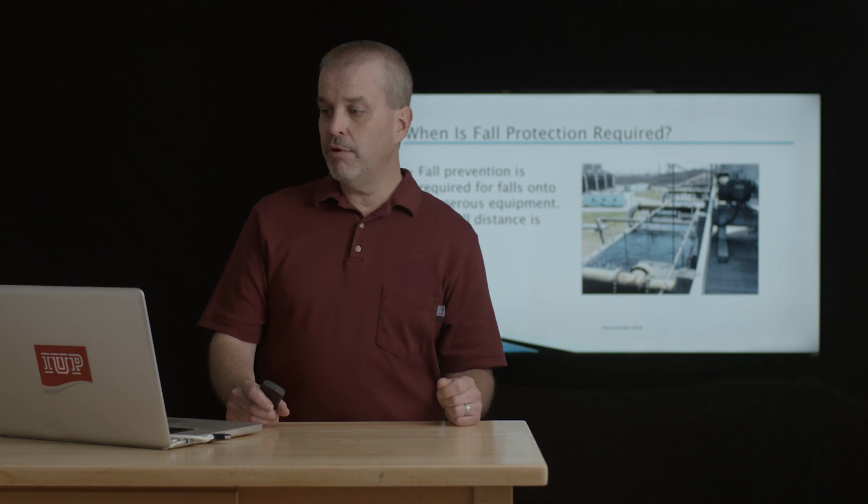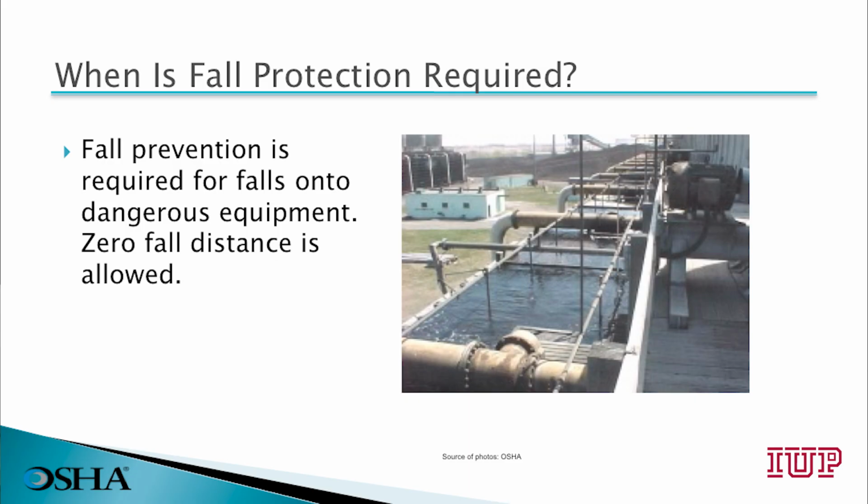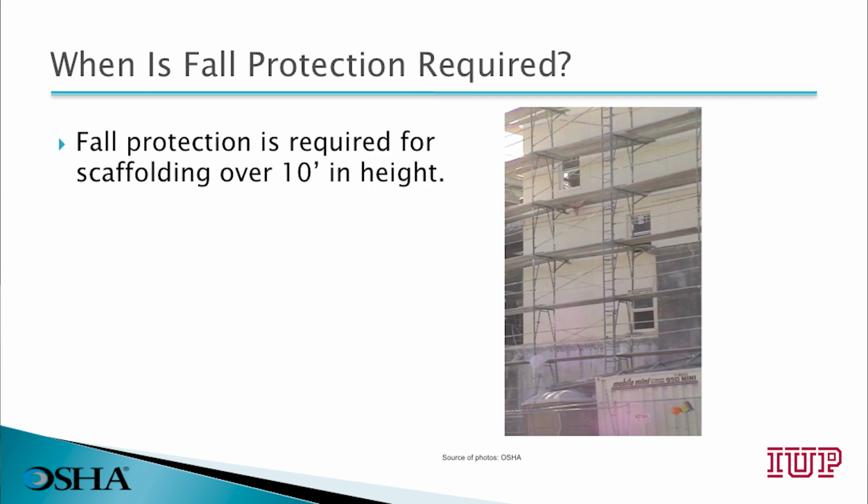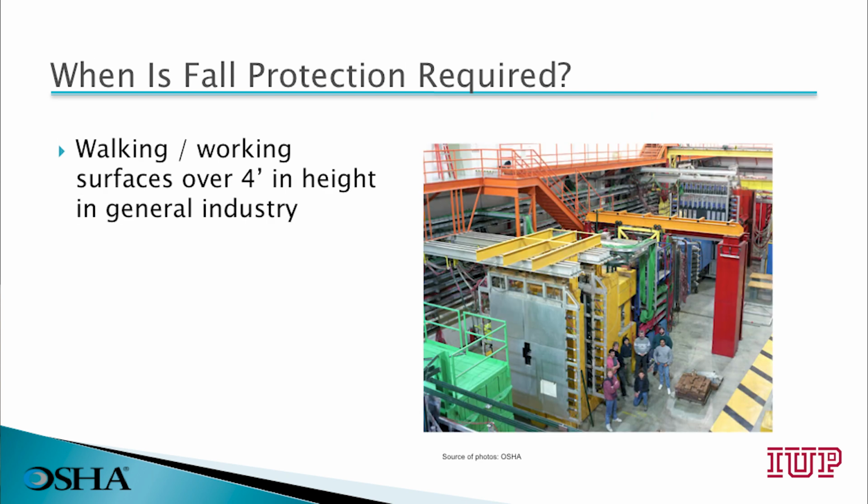So when is fall protection required? Fall prevention is required for any fall into dangerous equipment below, and a 0 fall distance is permitted. Fall protection is required for work on any forms or any steel or any elevated surface greater than 6 feet in height. If we're working on scaffolds, fall protection is required when we have unprotected edges that are 10 feet in height. When we're on walking and working surfaces that are greater than 4 feet in height in general industry, we need to ensure that we have the proper fall prevention systems in place, such as a standard guardrail.